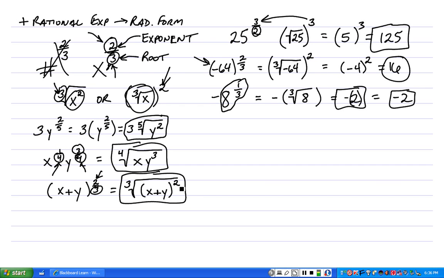Now what we've just done is taken the rational exponents and converted them to radical form. So now let's go in reverse. Let's go from radical form, or simplest radical form, to positive rational exponent form. We'll just do a few of these.